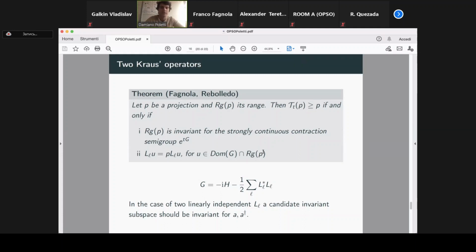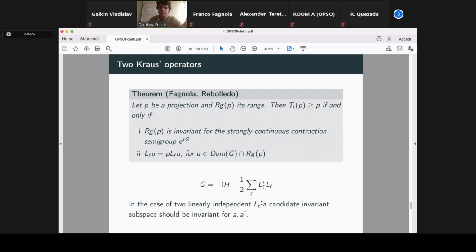But if one just focuses on the algebraic condition, then the second condition is that for a projection to be subharmonic, its range should be invariant for the Krauss operators. And this means that if we have two linearly independent Krauss operators, then we can write both A and A dagger as a linear combination of said Krauss operators. And so a candidate invariant subspace should be invariant also for A and A dagger, and this is not possible.